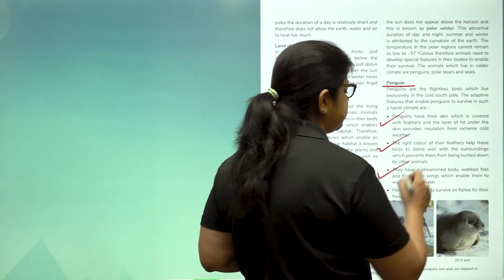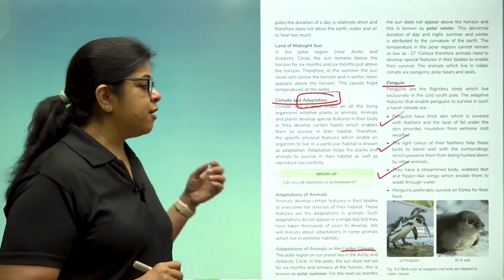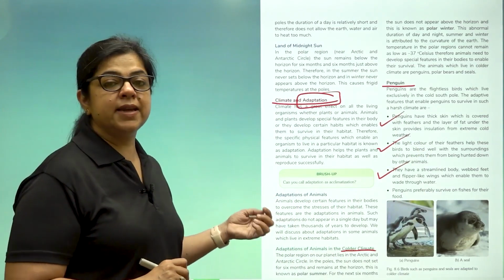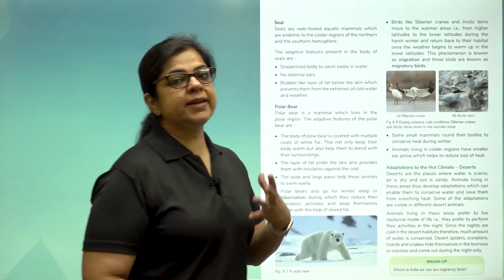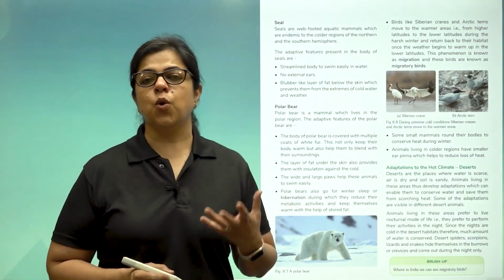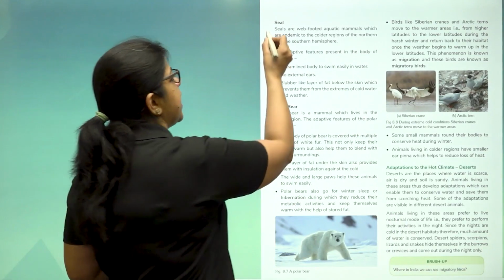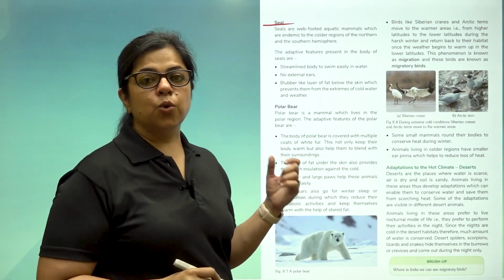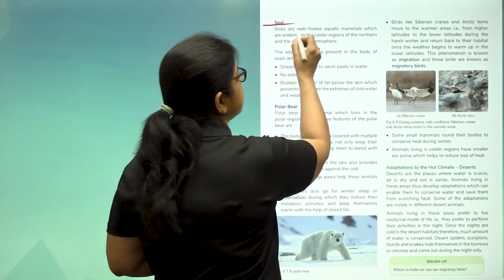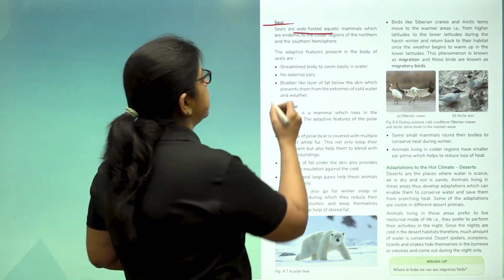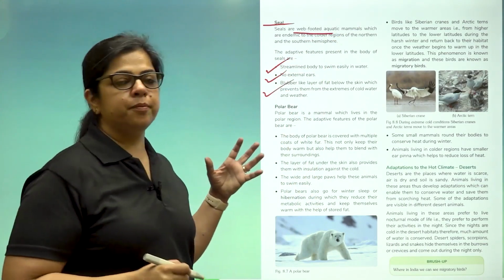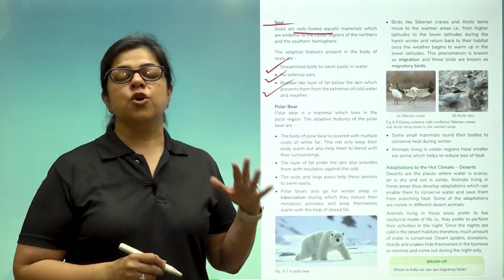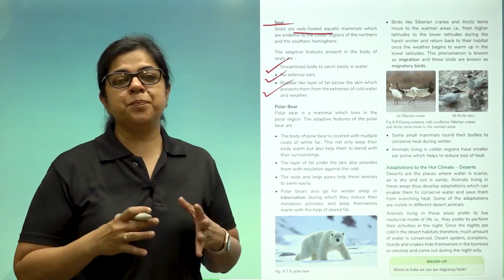They have a streamlined body, webbed feet, and flipper-like wings that enable them to swim. And their daily diet is fish from the water. Seal is another animal that lives in colder regions. It also has webbed feet, a streamlined body, no external ears, and a layer of blubber under its skin which helps it to keep warm.